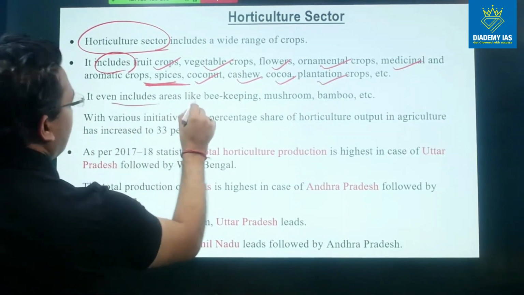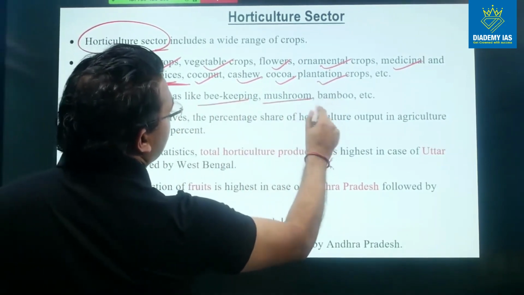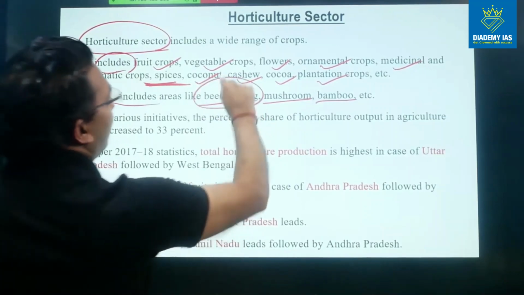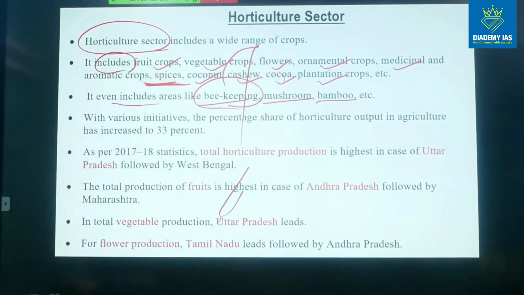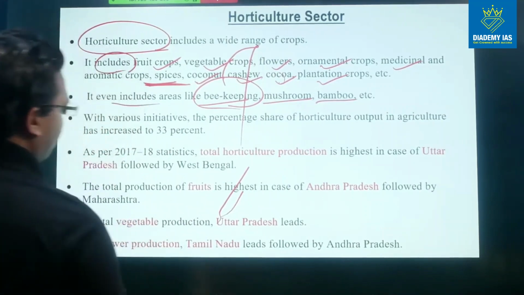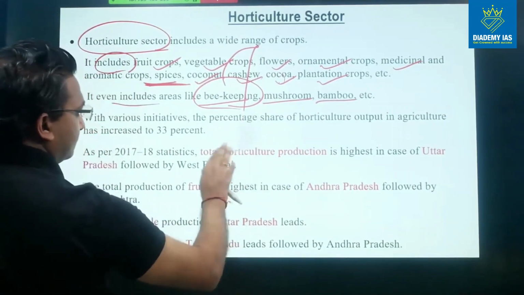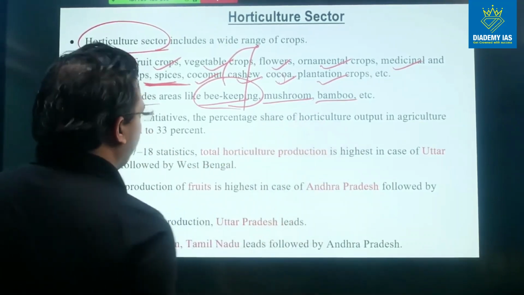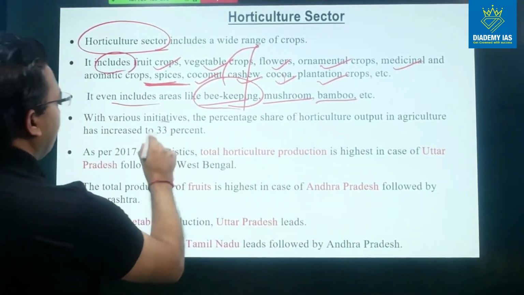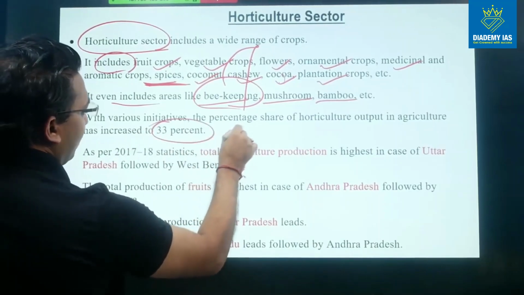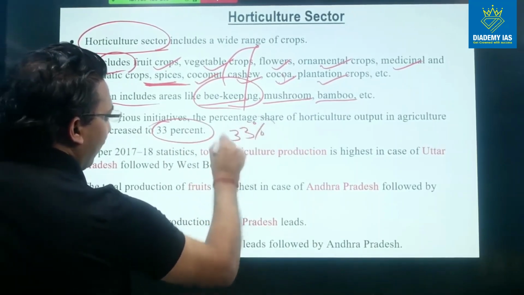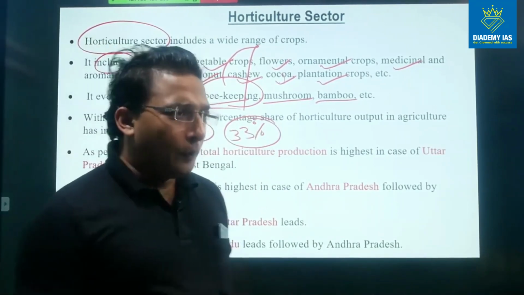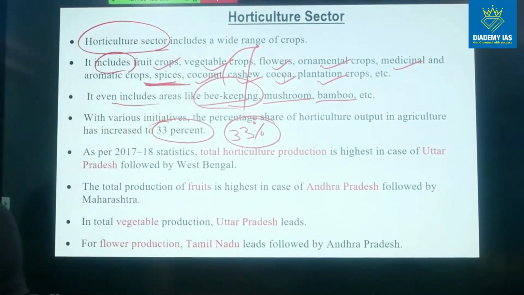It also includes beekeeping, mushroom, bamboo, है ना? So beekeeping is also dependent upon the flowers. That is why this is also part of the horticulture, है ना? With various initiatives, the percentage share of horticulture output in the agriculture has increased to 33%. So 33% of the total share inside the agriculture or inside the cropping is also from the horticulture.